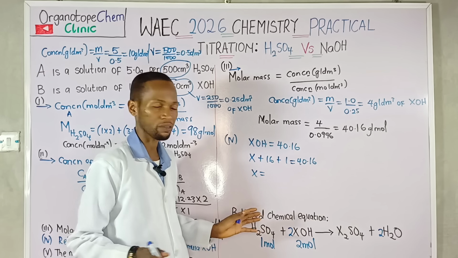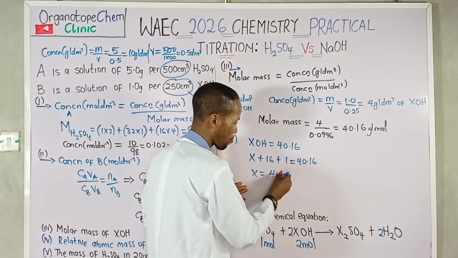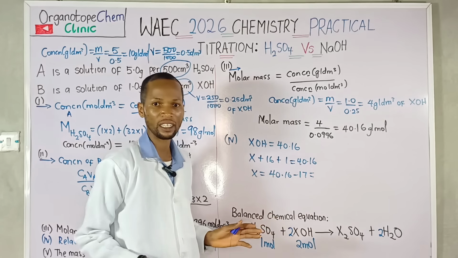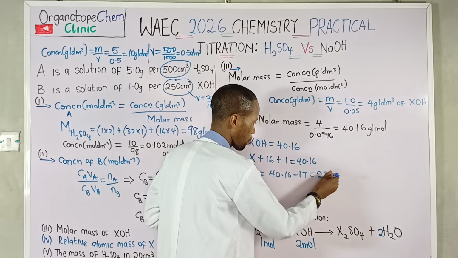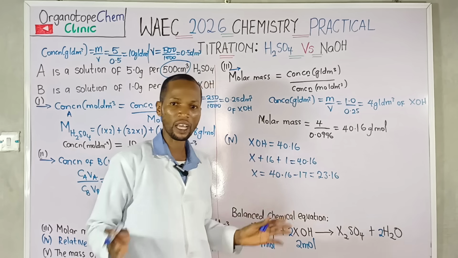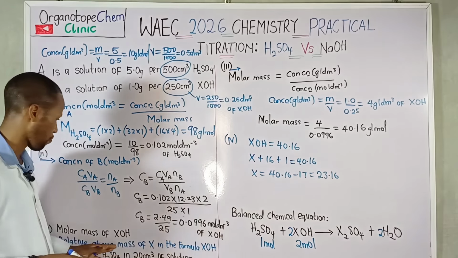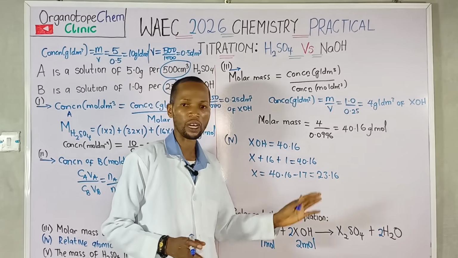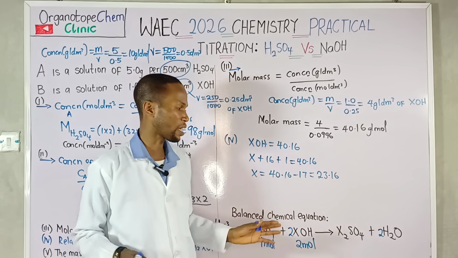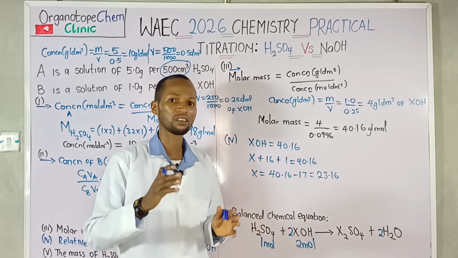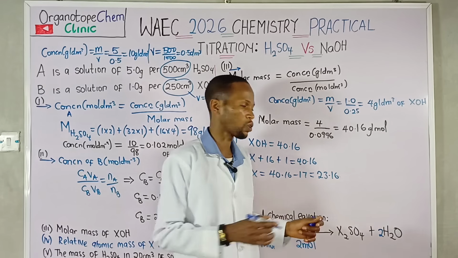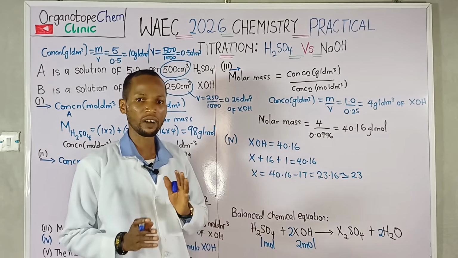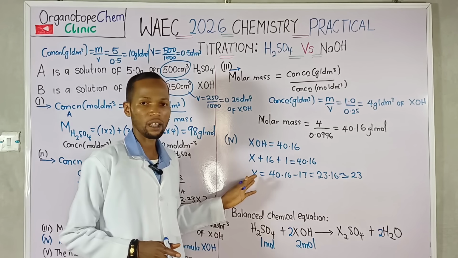Okay? Can we make X the subject of the equation? 16 plus 1 is 17. Take it to the other side of the equation. We have 40.16 minus 17. So the final answer is 23.16. So the relative atomic mass of X in the formula XOH is 23.16. So you may be asked to express the relative atomic mass to the nearest whole number. To the nearest whole number, we have approximately 23 as the relative atomic mass of element X.